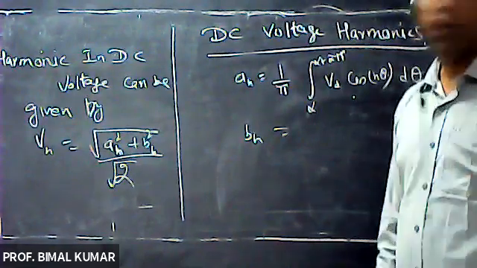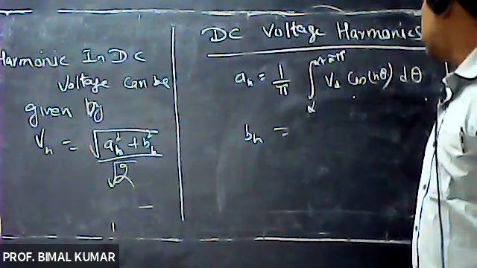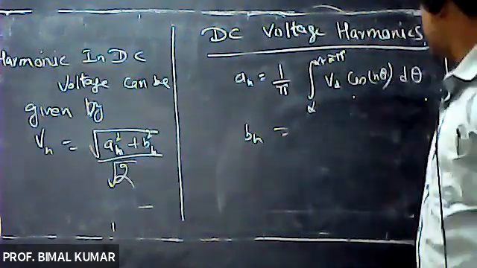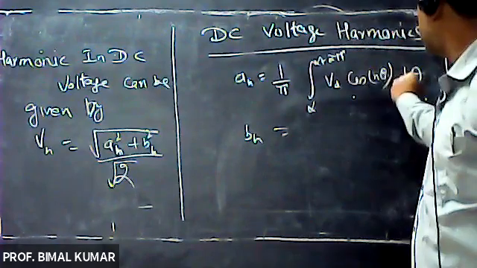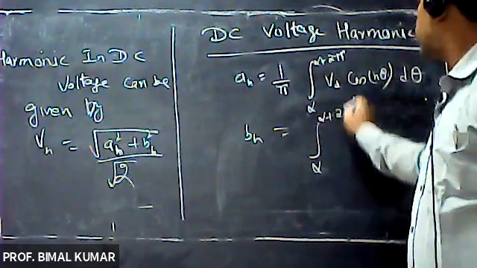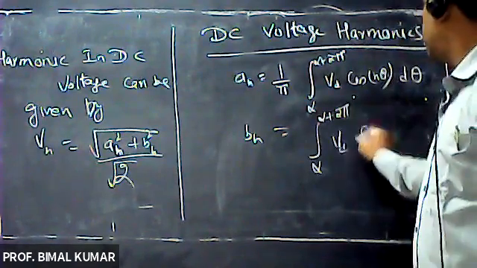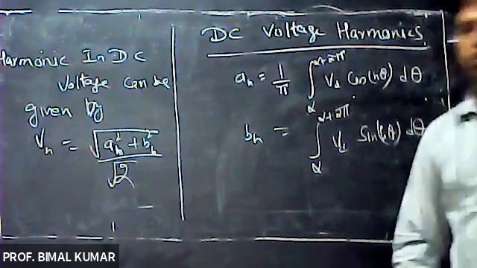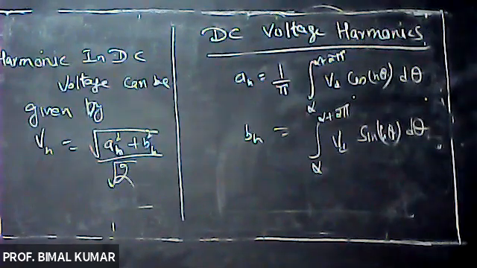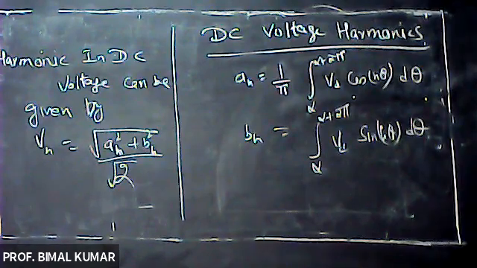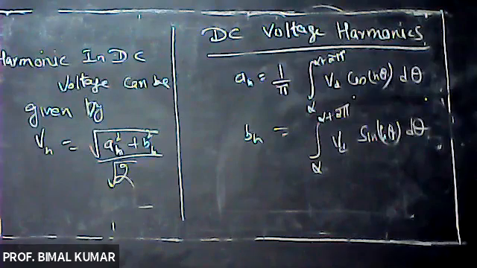So a_h is equal to 1 upon pi integration alpha to alpha plus 2 pi V_d cos h theta d theta, and b_h is equal to 1 upon pi integration alpha to alpha plus 2 pi V_d sin h theta d theta, right? a_h is the cosine component and b_h is the sine component.